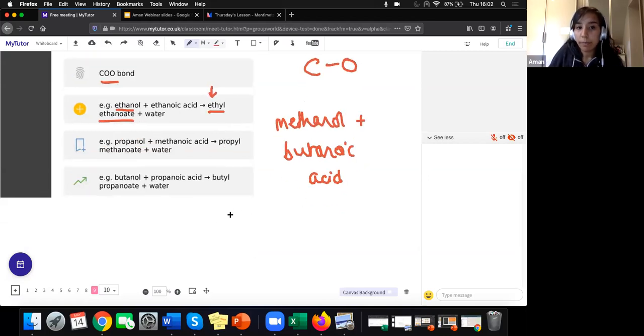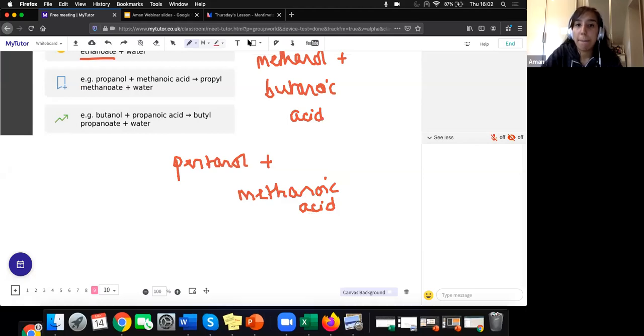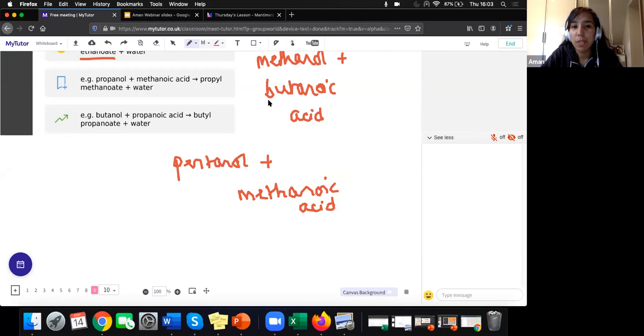One more example then. Let's do pentanol plus methanoic acid. What would that produce? Pentanol plus methanoic acid. Excellent, the person that's given me the answer, well done. And the person that's saying plus water, well done. Yeah, we do always produce water with these reactions. I'm just focusing on the ester for now though. So pentanol plus methanoic acid, what will that produce? Good, pentyl methanoate. Excellent, well done everyone.